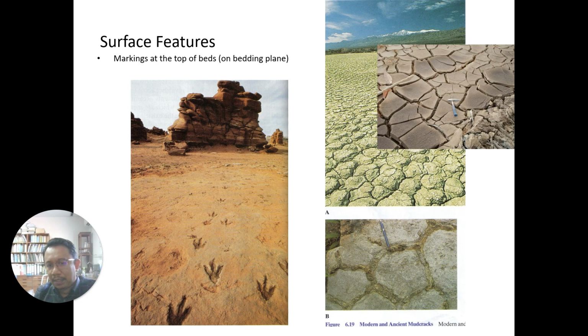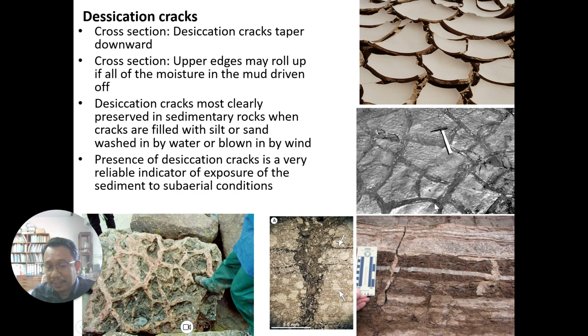Other things, surface features. These are markings that you can see on the bedding plane, on the top bedding plane of your bed. So for example here, these are footprints of dinosaurs on top of a mudstone. Those are surface features. These are desiccation cracks in an arid environment, and those are also surface features. But let's have a look at desiccation cracks first.